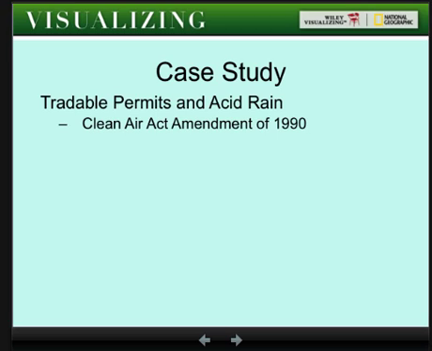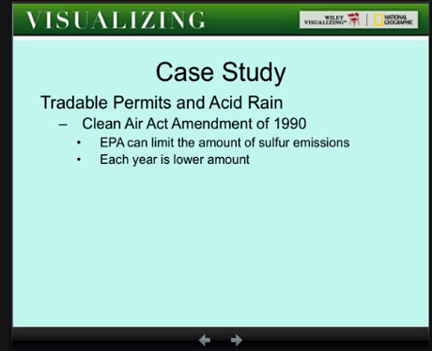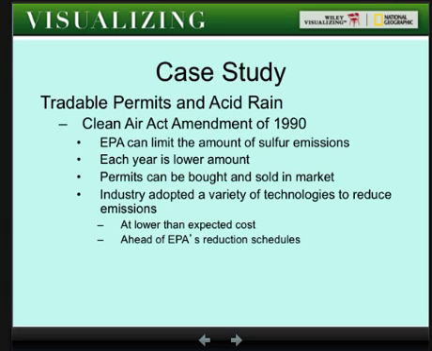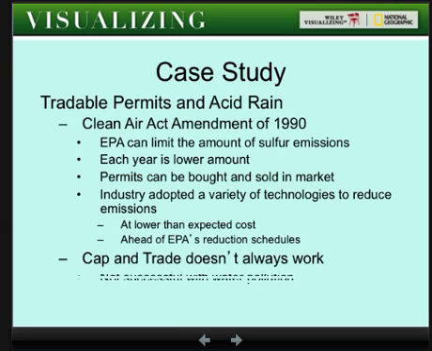The Clean Air Act Amendment of 1990 stated that the EPA can limit the amount of sulfur emissions. Each year, the amount that's allowable is dropped. These permits can be bought and sold on the market. As a result, the industry adopted a variety of technologies to reduce emissions at a lower than expected cost and ahead of the EPA's reduction schedules. However, cap and trade doesn't always work.